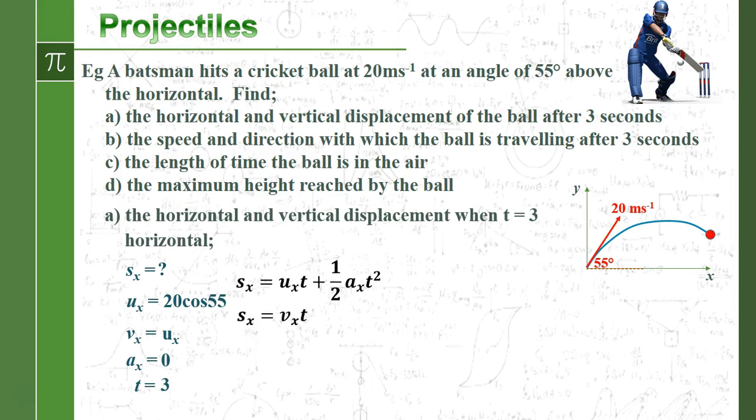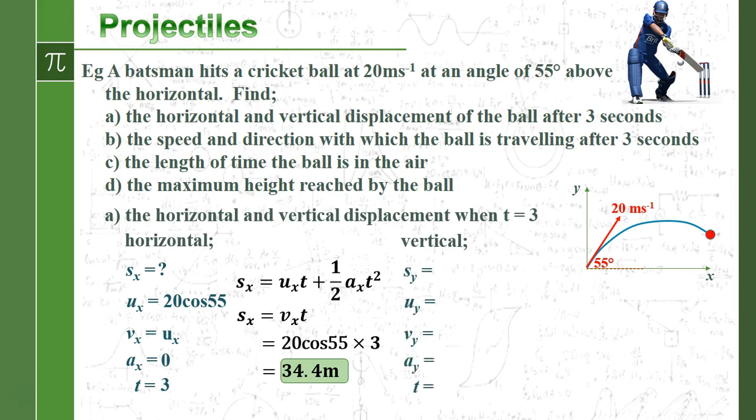So s x equals v x times by t, velocity times time. So all we've got to do here to find s is do velocity, which is 20 cos 55, times that by 3, and we end up with 34 metres. So it's travelled 34 metres in the horizontal direction. What's happening in the vertical direction? So let's go for it again.